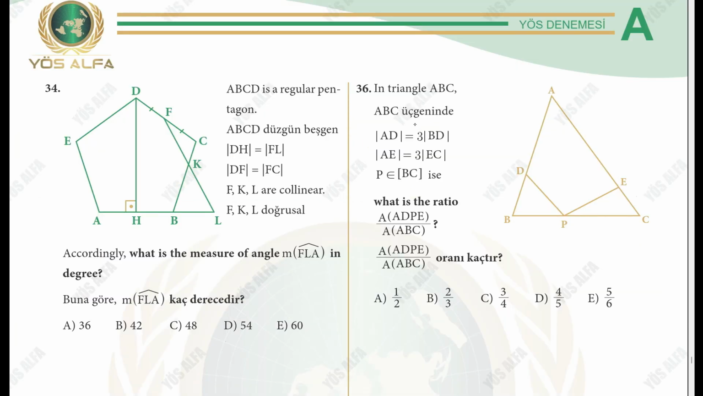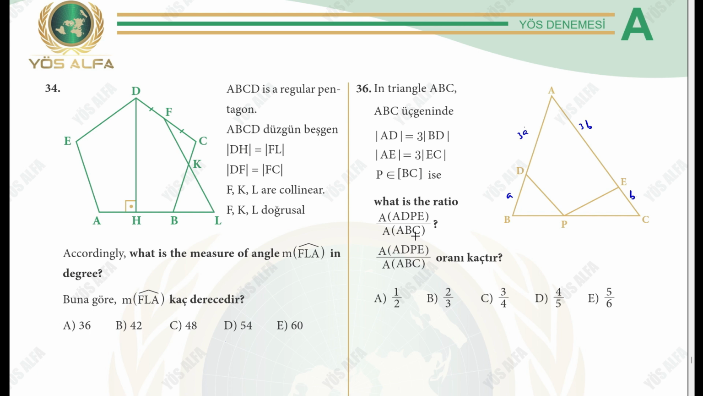36. In triangle ABC, AD is equal to 3BD. If AD is 3A, then BD is A. In the same way, AE is equal to 3EC. If AE is 3B, then EC is B. And the area ratio of ADPE and ABC is asked.